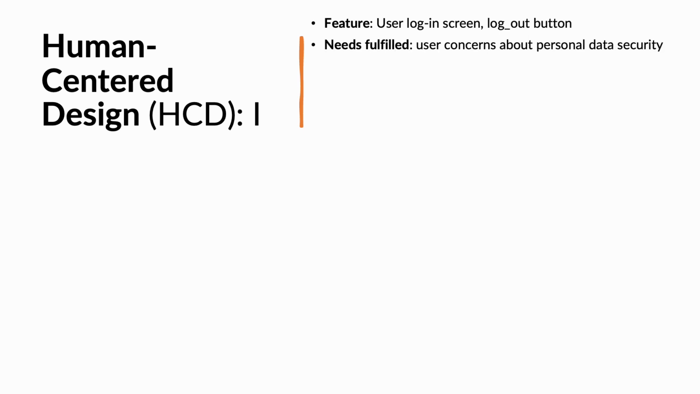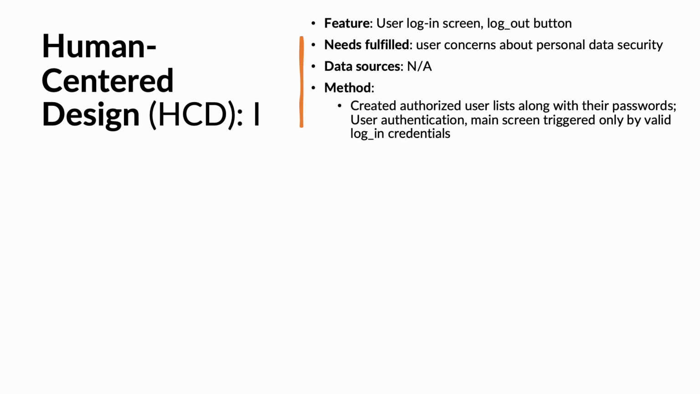The first human-centered design feature in my app is the user login screen and the logout button on the main screen. This feature fulfills the needs that users have concerns about their personal data security. For this feature, there's no need for preliminary data. My methods include first creating an authorized user list along with the password and use user authentication, and the main screen is triggered only by valid login credentials.